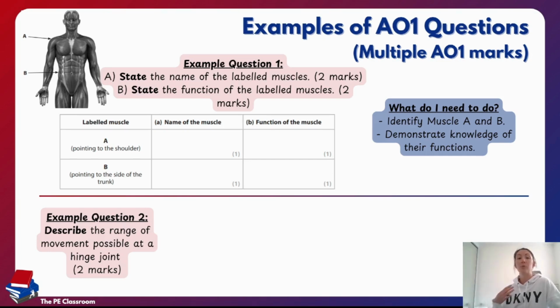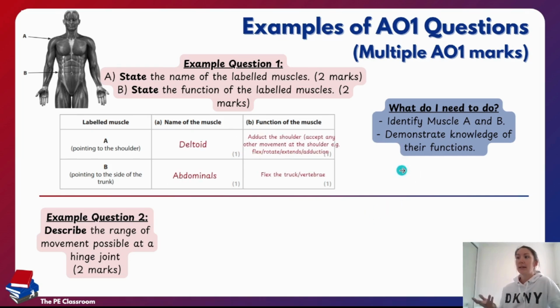So even though it's worth 4 marks, they are still only AO1 type questions. So you are just recalling a fact, you're stating something very, very simple. So that should be easy 4 marks to pick up if you just know your muscles and what they do in the body. Okay, and there obviously are the answers. So you would get 4 marks if you were to say anything along those lines there.